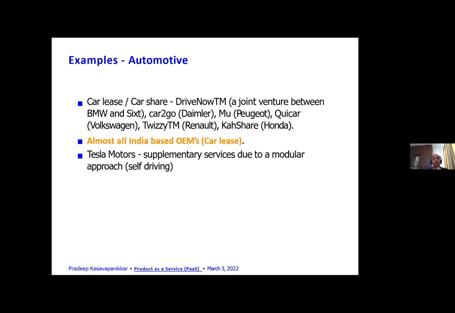Not very popular at this point of time, it's just speaking up, but almost all companies, all OEMs are in the market offering this kind of services. One well-known example is Tesla. Tesla sells the cars, but they also have other services like self-driving, which is on a subscription basis. People can subscribe to that.